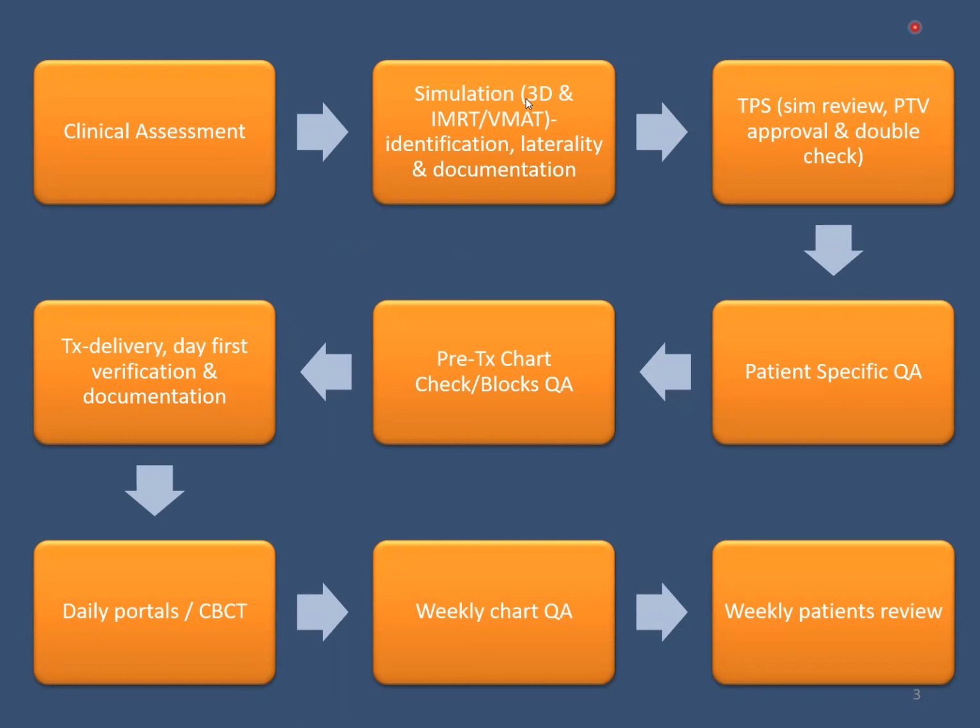Clinical assessment followed by simulation, in which we decide what immobilization devices will be used. Patient identification, laterality, and documentation is an important aspect. Then a TPS SIM review, then PTV approval, plan approval, and double check of the file. Then if this is IMRT or VMAT, we perform a patient-specific QA. Then a pre-treatment chart QA by the RTT.